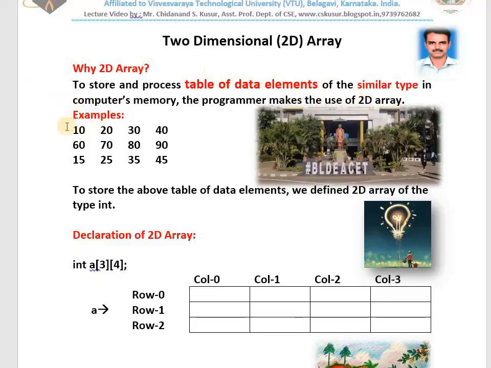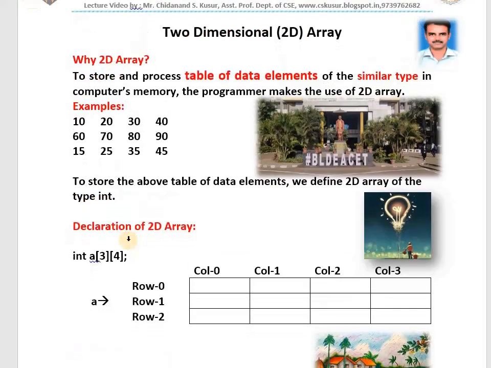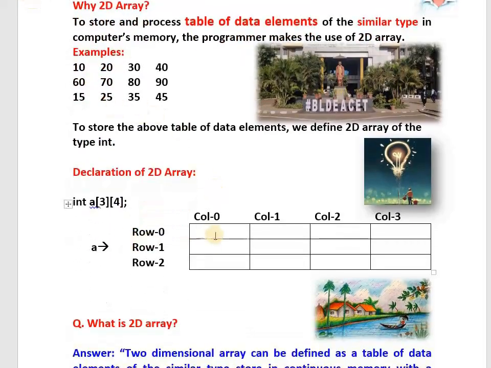Now can you tell me how do you store these values? To store the above table of data elements, we define one 2D array of the type integer. int a[3][4]. 3 rows, 4 columns. We need how many rows? 3 rows. How many columns? 4 columns. Row 0, row 1, row 2, column 0, column 1, column 2, column 3.